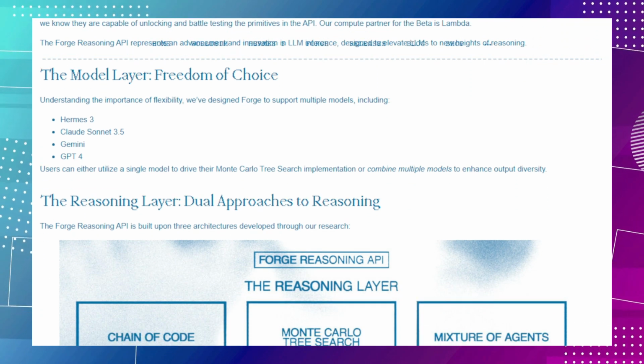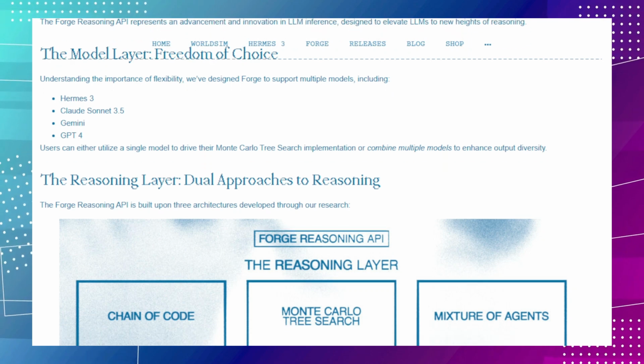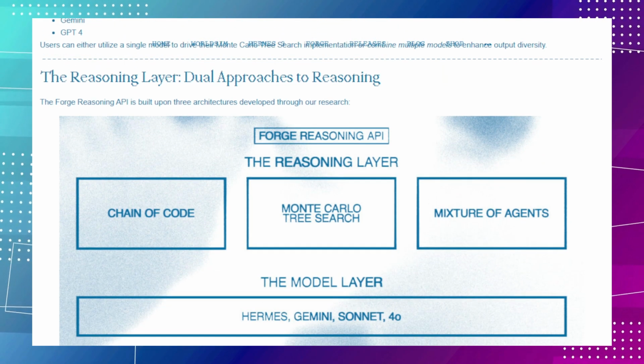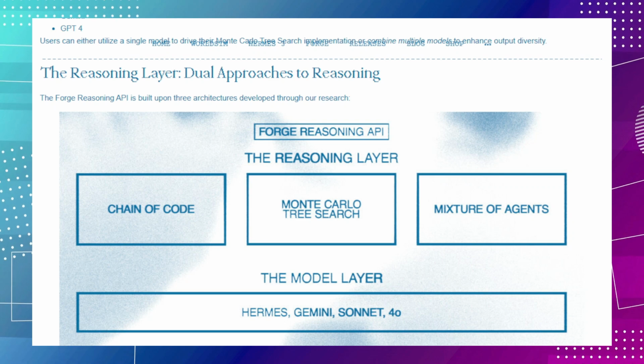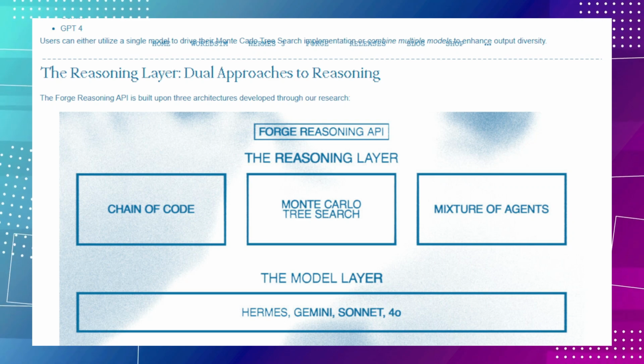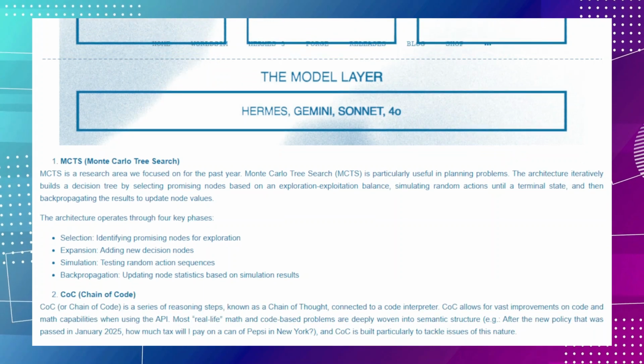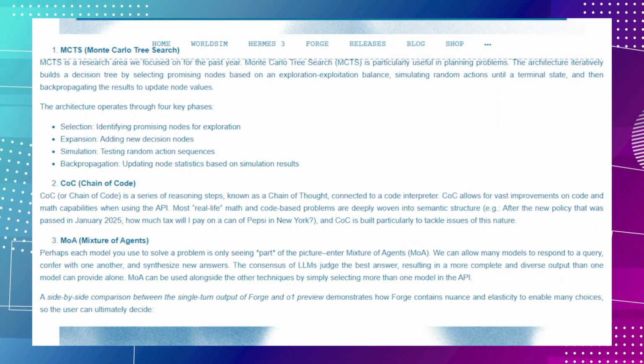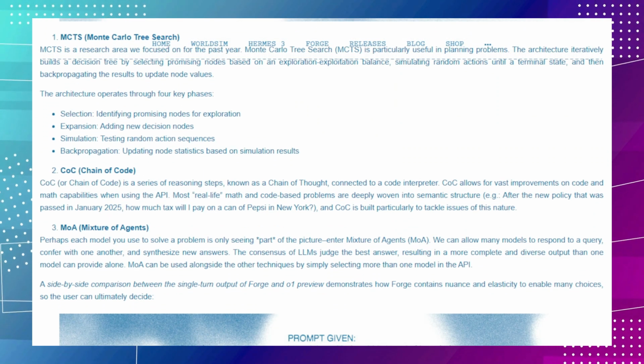Forge integrates cutting-edge techniques like Monte Carlo tree search (MCTS), chain of code (CoC), and mixture of agents (MoA) to enhance reasoning and problem-solving abilities. Early benchmarks show that Forge can boost the performance of the Hermes 70B model to rival even larger models from giants like Google, OpenAI, and Anthropic.